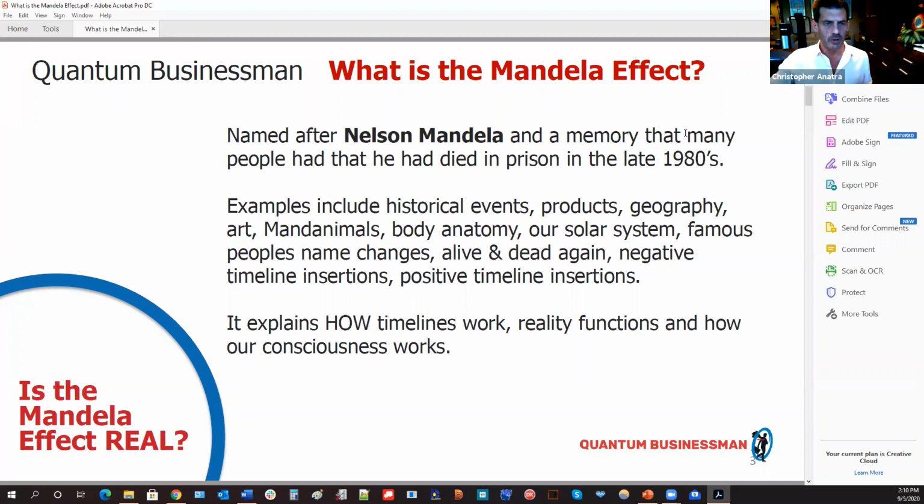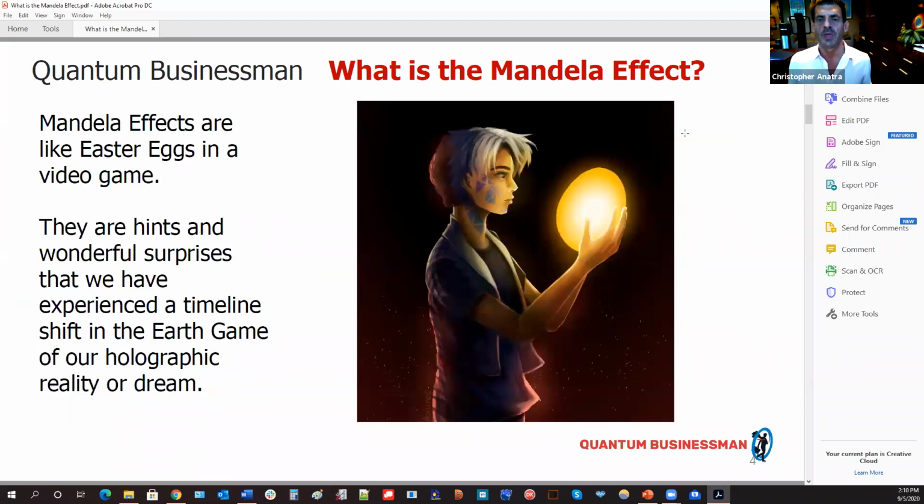I have a very strong remembrance of him passing in the 90s because my grandmother was a big fan of him. He had died of AIDS. Turns out he didn't die until much later than that, like 15 years later. There's the concept of negative timeline insertions, there's positive timeline insertions, etc. And what these Mandela effects do, they're great for teaching. They teach how our reality functions and how our consciousness works.